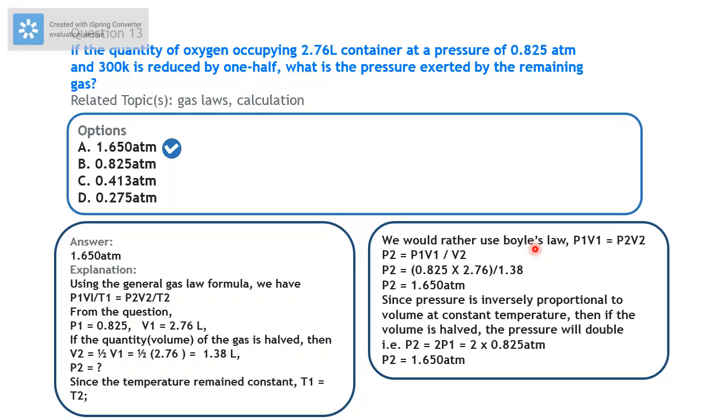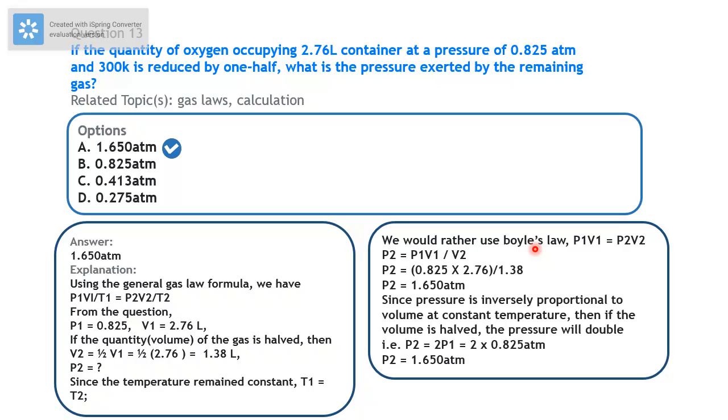Now, another way we could have solved this question without going through all of this calculation is if you have an understanding of Boyle's law. The implication of Boyle's law is that pressure and volume vary inversely. What does it mean when we say they vary inversely? It means that if the volume increases, the pressure reduces. That is the meaning.